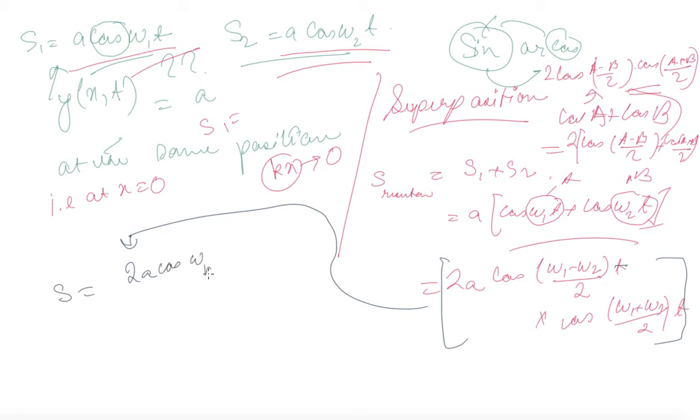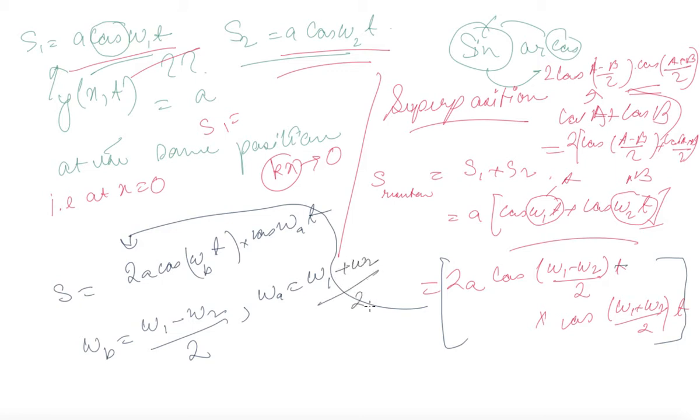I can write this as 2A cos of omega b t into cos of omega a t. Now what is omega b and omega a? Omega b is equal to (omega 1 minus omega 2)/2, and omega a is equal to (omega 1 plus omega 2)/2. So I'm doing a substitution. Now there are different conditions that will arise.